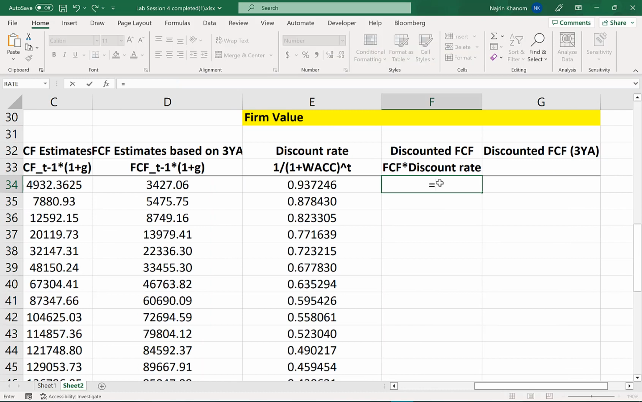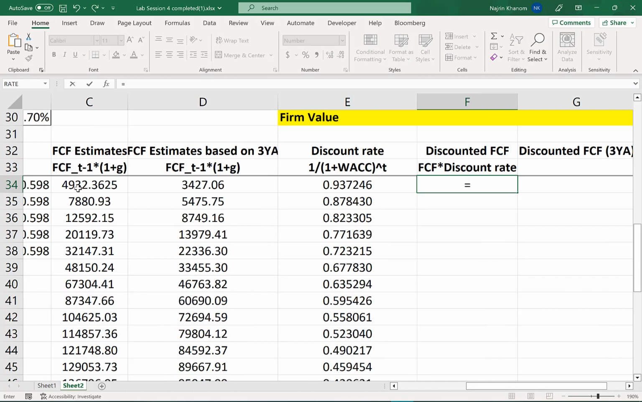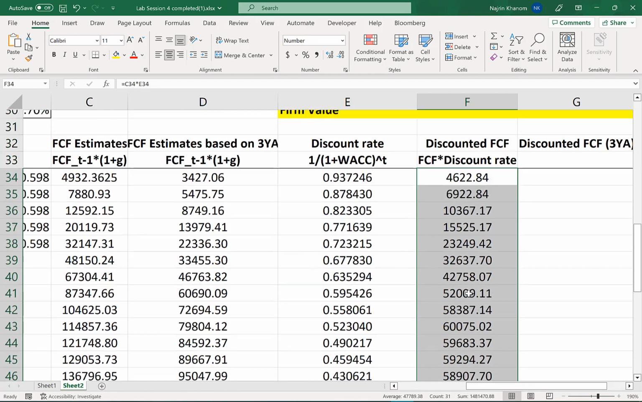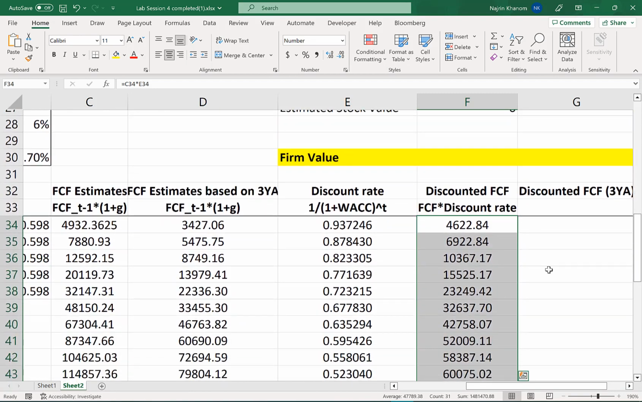So the discounted cash flows are equal to the estimated cash flows. This is using 2022 as the base year. This is after travel has bounced back. So that times 0.937246. So that's times the discount factor. So this is the discounted cash flows for each of the years.